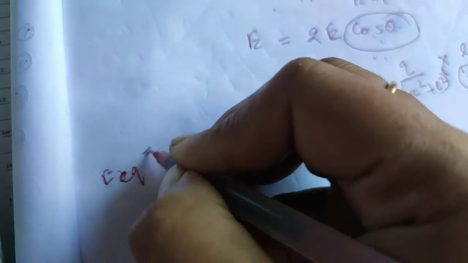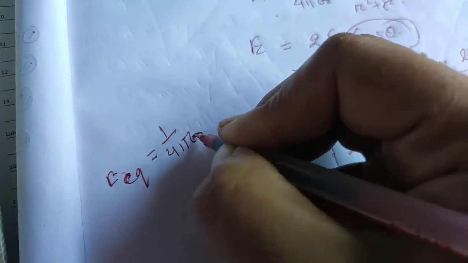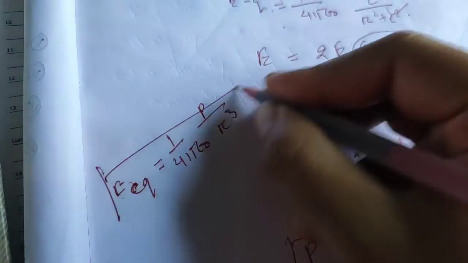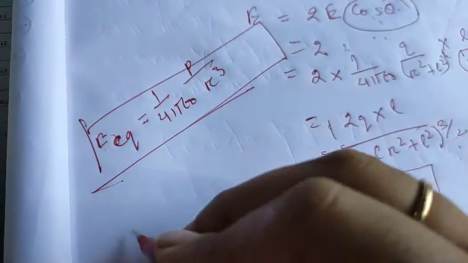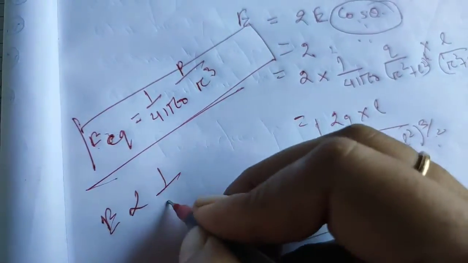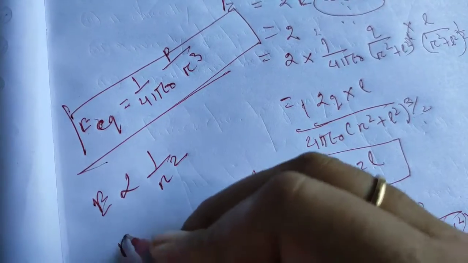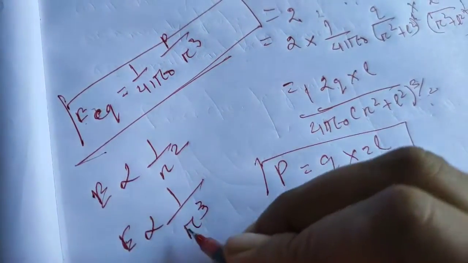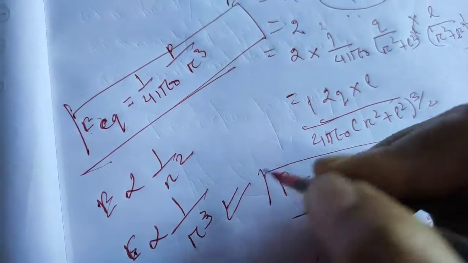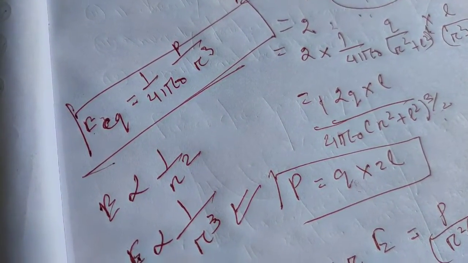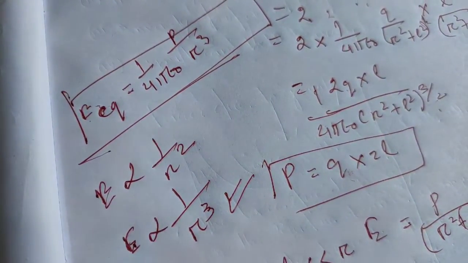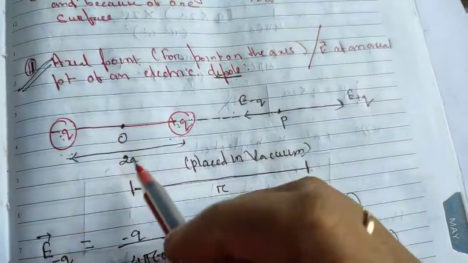I can write it again for you. E equatorial you get as 1 by 4 pi epsilon naught, P by r cube. So here one thing you can see, student: in the general formula E is inversely proportional to r square, but in the dipole what I have seen is the cube, meaning the electric field is changing at a much faster rate compared to the point charge. This is for the point charge and this is the formula for the dipole. Now I will move to the axial point, student.